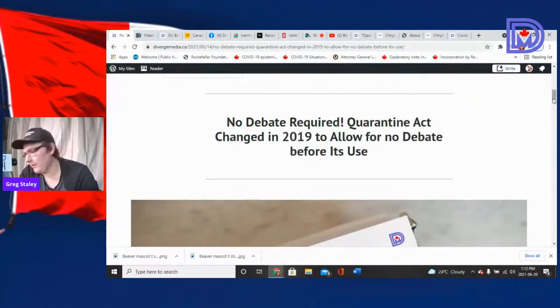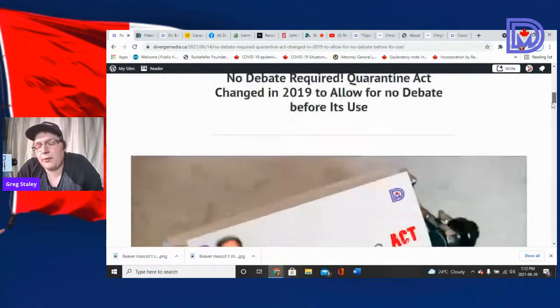Like, here's another one. Released this recently as well. No debate required. Quarantine Act changed in 2019 to allow for no debate before its use.